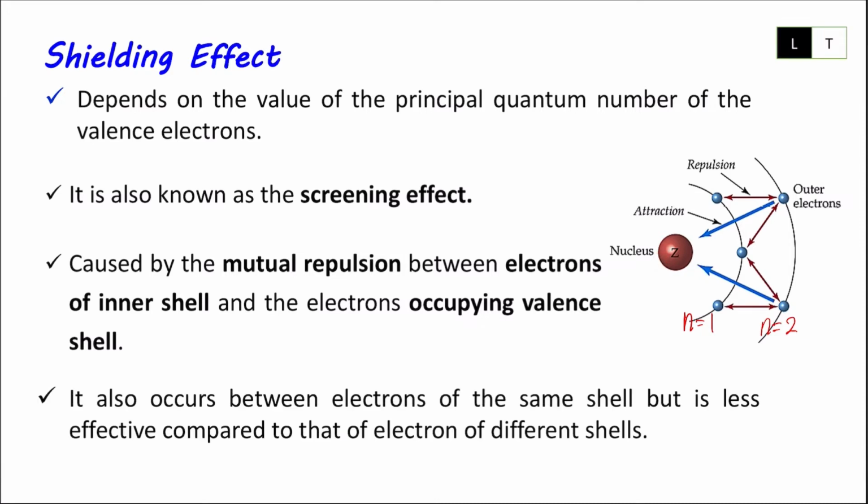Shielding effect also occurs between electrons in the same shell. For example, you can see 3 electrons in the first shell, there will be shielding effect as well. Same goes for the electrons in the second shell, our valence shell. However, it is not very significant, that's why we don't discuss more about that. We only discuss the electrons in different shells, the inner shell and the valence shell.